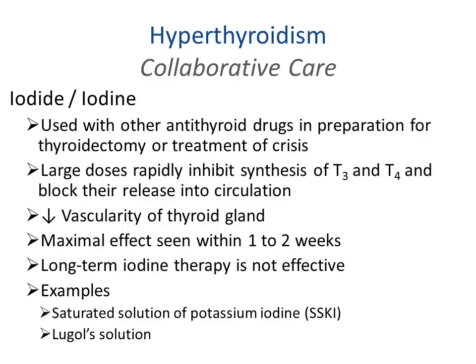Iodide or iodine. We use it with antithyroid drugs to get ready for a subtotal thyroidectomy or to treat thyroid crisis. In large doses, it inhibits the synthesis of T3 and T4 and blocks the release into circulation. So we need a little bit of iodine to make T3 and T4, but iodide in large quantities inhibits the synthesis of T3 and T4, thus helping the symptoms. We use it before surgery to decrease the vascularity of the thyroid gland, but its maximum effect is seen within 1 to 2 weeks. So we can use it rather quickly.